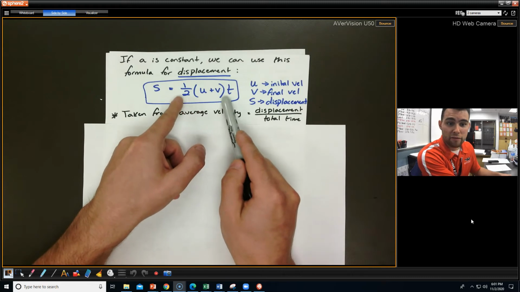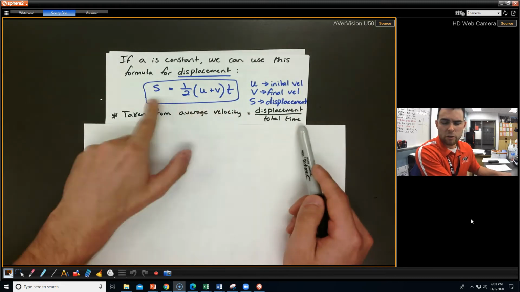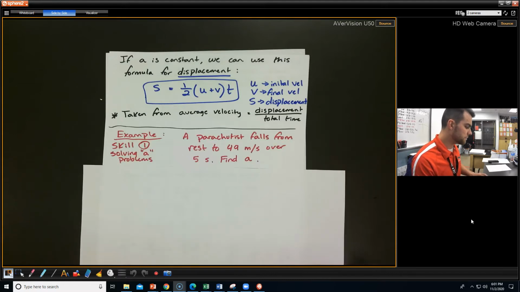This is literally the average velocity part right here, and then this t part is that time. So all these equations are very related to each other, so we might need to use that guy alongside our acceleration equation that we just got. So let's take an example problem. Let's see how to use acceleration.